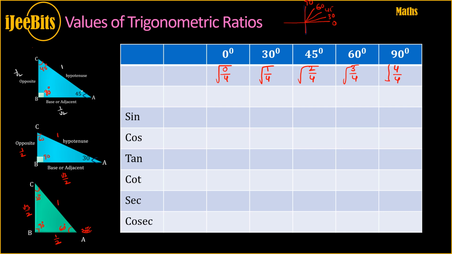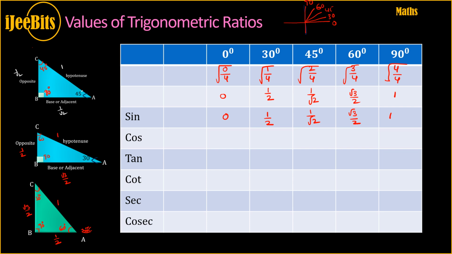Tell me, what is the final value? 0 by 4 becomes 0. 1 by 4, square root of 1 by 4 is 1 by 2, right? And square root of 2 by 4, 1 by 2, means 1 by root 2. This one, root 3 by 2. 4 by 4 is 1, so square root of 1 is 1. So these values would be your sine values. So straight away they come here: 0, 1 by 2, 1 by root 2, root 3 by 2, and 1.